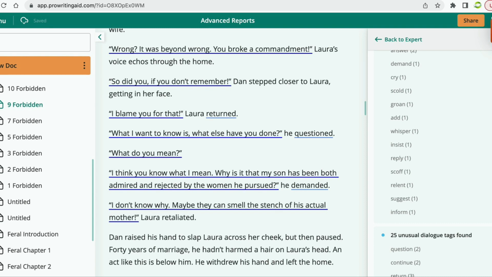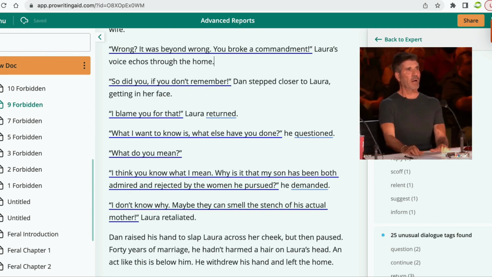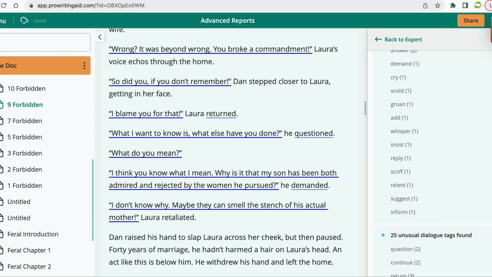They're kind of like, they live in a cave, and this cave is huge, and the cave has like huts or, you know, different inhabitants. And I've never really figured out exactly what to call it, but it's very different. And echoes through the home. So did you, if you don't remember.